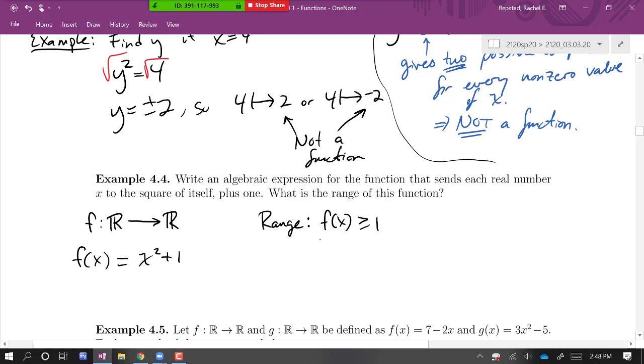So here's the range expressed as an inequality. Sometimes you'll also see the range expressed as an interval, in which case we start with the lower bound, and then there's no upper bound, so it goes up to infinity. We use the hard bracket there because it's an or equal to 1. If it was strictly greater than 1, we'd use the soft parentheses.